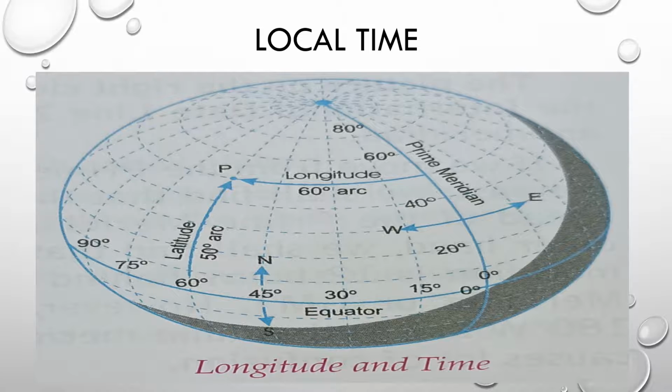So the time will be the same if it is on the prime meridian. If the places are touching the prime meridian line, that means the local time will be the same. Okay.